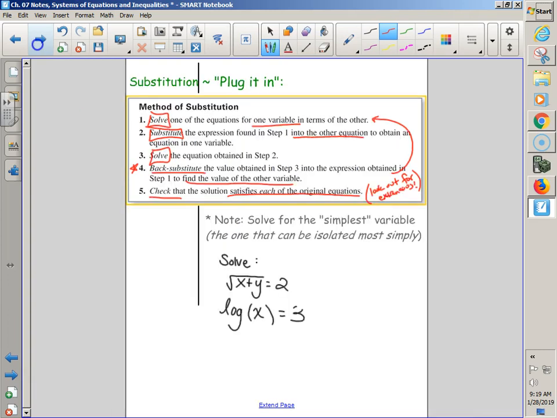Ready? Set? Wait, what? It's a system. Go. But there's a log. Too bad. I'm telling you, you can do it by hand. Go. If you guys notice, the log only has an x. It makes it a little bit easier.